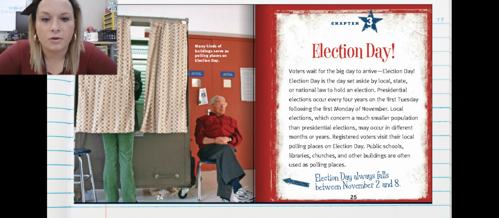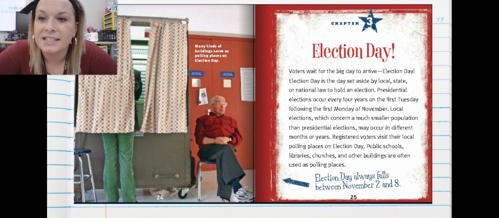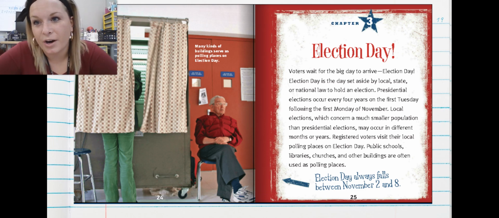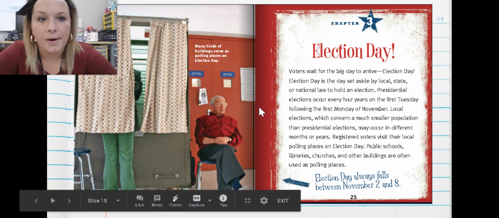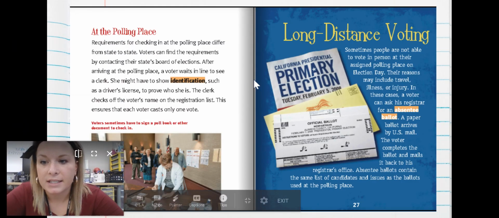Registered voters visit their local polling places on Election Day. Public schools, libraries, churches, and other buildings are often used as polling places. Then it says Election Day always falls between November 2nd and 8th. And then many kinds of buildings serve as polling places on Election Day. So Election Day is coming up, and this year it is very important because this year we are having a presidential election year.